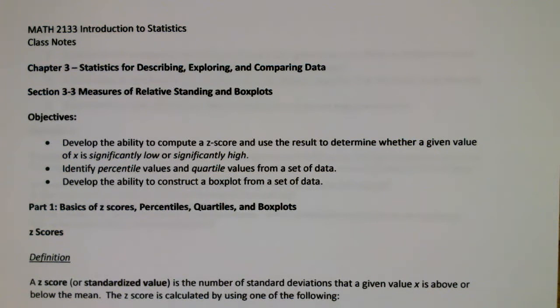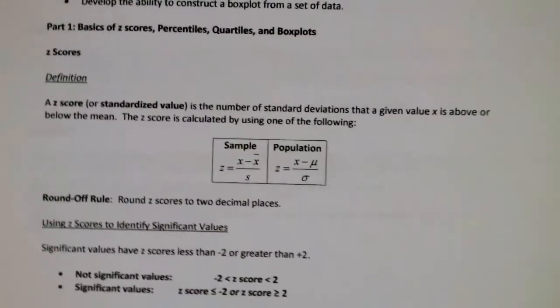Here we're going to develop the ability to compute a z-score and use the result to determine whether a given value of x is significantly low or significantly high. Also, we'll identify percentile values and quartile values from a set of data, and we'll develop the ability to construct a box plot from a set of data. Okay, so let's talk about some of the basics that are related to z-scores, percentiles, quartiles, and box plots. First, we'll talk about z-scores.